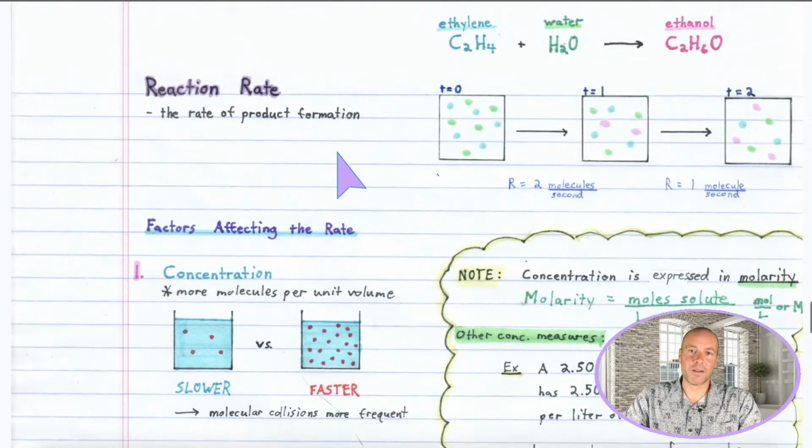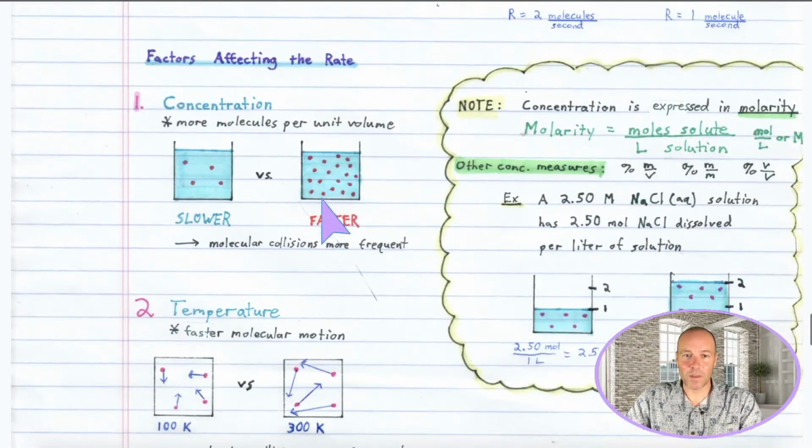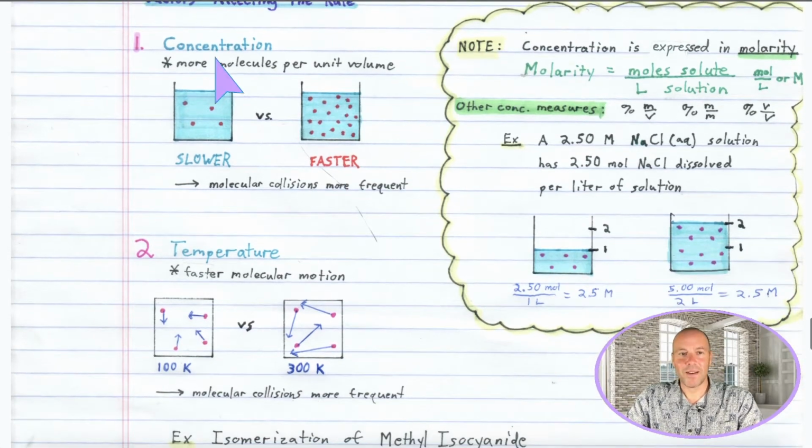If you go back to our little combination reaction, you can only have this reaction occurring every time an ethylene molecule collides with a water molecule. Okay, if they're not colliding together, they can't combine to form a product. So the reaction depends on the collisions that are occurring. And when there are more reactant molecules in there, you're going to get collisions occurring more frequently, and so it'll be faster.